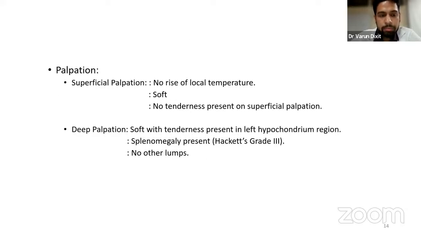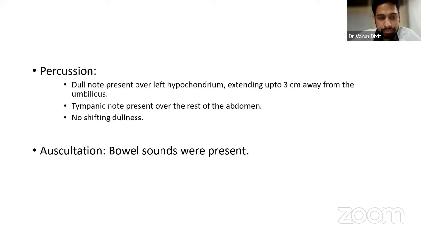On palpation of the abdomen, on superficial palpation, there was no local rise of temperature. The abdomen was soft and no tenderness was present on superficial palpation. On deep palpation, the abdomen was soft with tenderness present in left hypochondrial region. Splenomegaly was present, Hackett's grade 3 classification. No other lumps were present.